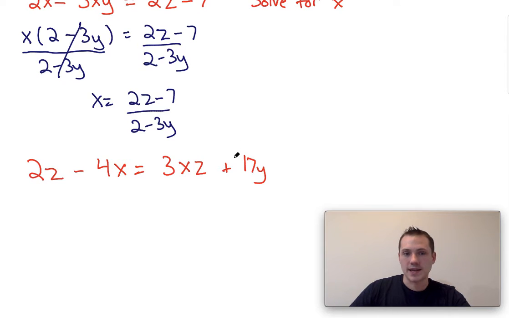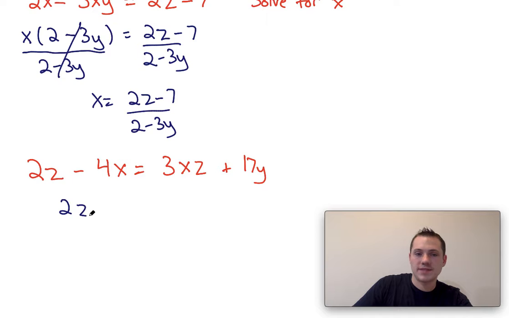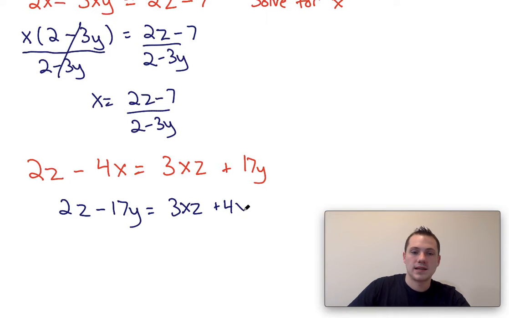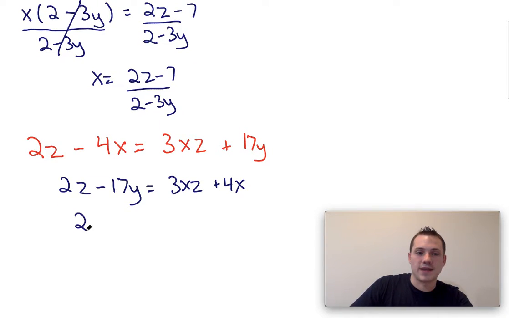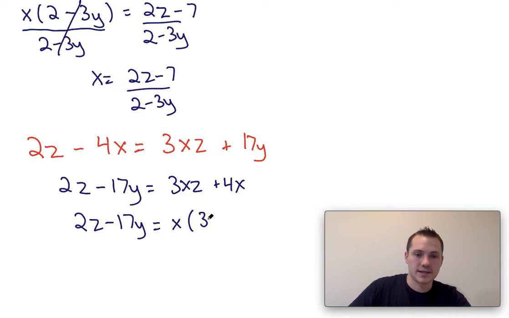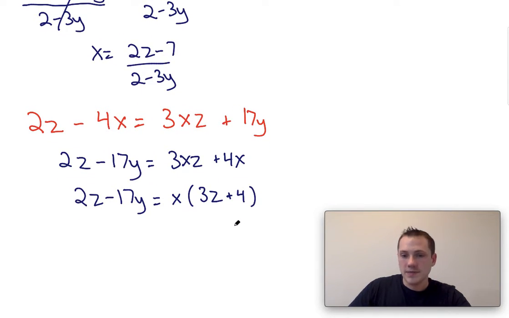Adding 4x to the right side and subtracting 17y from the left side, I would have 2z minus 17y equals 3xz plus 4x. Now that all my terms that have x are on one side of the equation, I can factor them out. So I'd have 2z minus 17y equals x times 3z plus 4. Now I could go ahead and divide both sides by 3z plus 4.